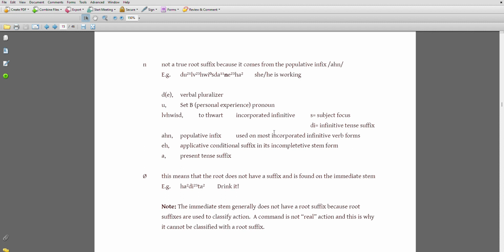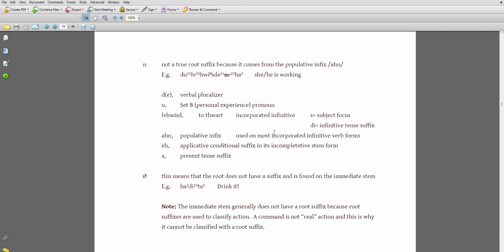De is the verbal pluralizer. U is the set B personal experience pronoun. La wisht means to thwart, and that's an incorporated infinitive. S is its subject focus. And D is the infinitive tense suffix, and that's called an incorporated infinitive. On is the populative infix used on most incorporated infinitive verb forms, and it is used in order to put this incorporated form into a completive state so it can take other conditional suffixes or what they call aspects.